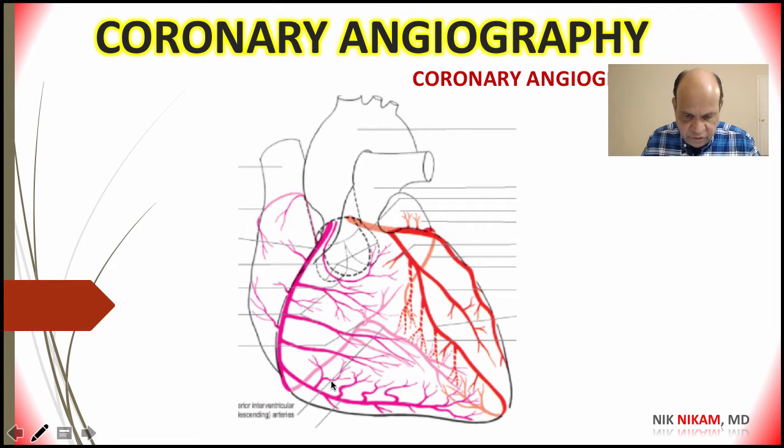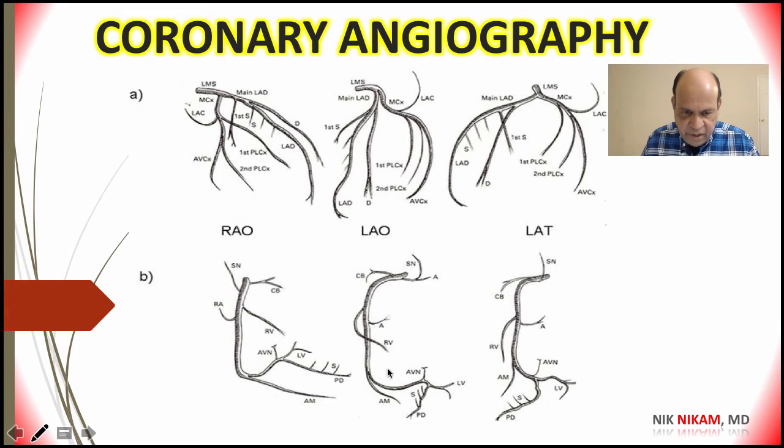And we also see some collaterals going from the right coronary artery to the left anterior descending branch and the circumflex branches, and we'll talk about those in a minute. Here is a different way of looking at coronary angiograms. As you can see, again we have the left main coronary artery, then here we have the circumflex trunk which gives rise to the marginal branches, and the left atrial branch is here.